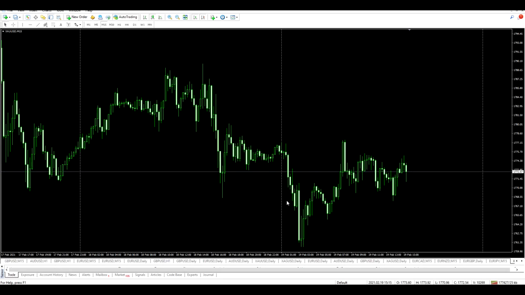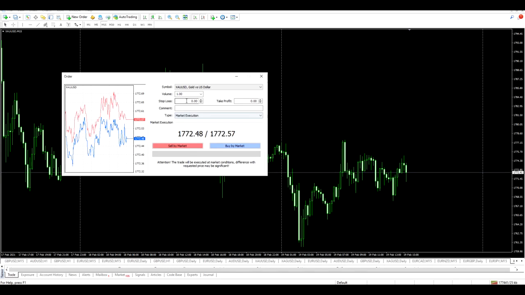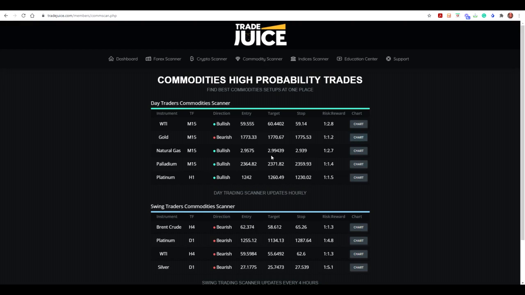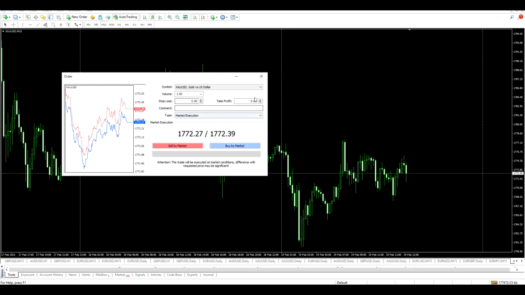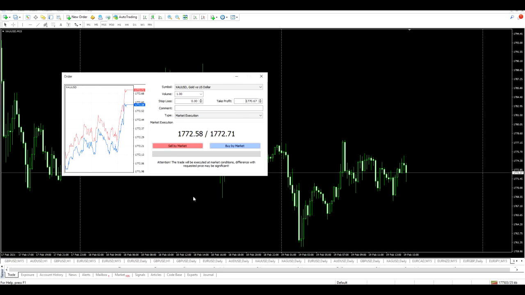So I'm going to enter this trade, and I'm going to quickly set my take profit and my stop loss. So we can see from here that my target is such. I'm just going to simply copy that, put it into my take profit box there. And then I'm going to also set my stop. And I'm going to do the same with that.